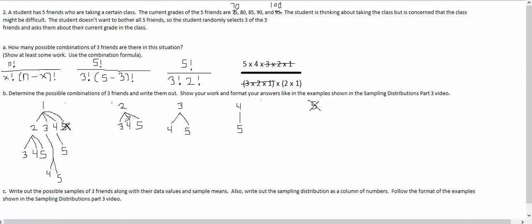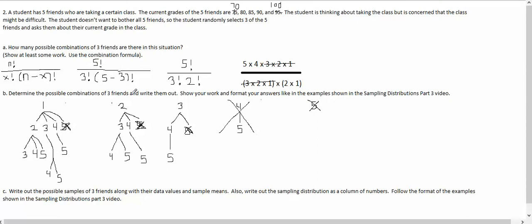Then we move on right here, and we write the numbers that follow 3, which are 4 and 5. And then after 4, it's 5. And then after 5, there's nothing. So we stop there. And then after 4, right here, there's a 5, and nothing after 5 right here, because there's only 5 population members. And nothing after 5 right here, so we actually stop there.